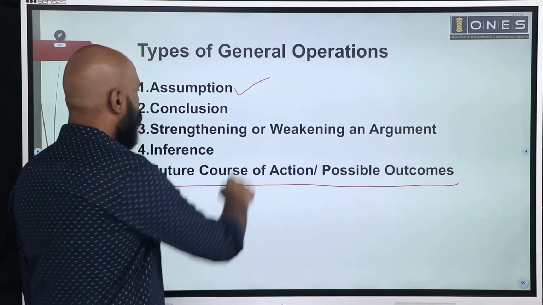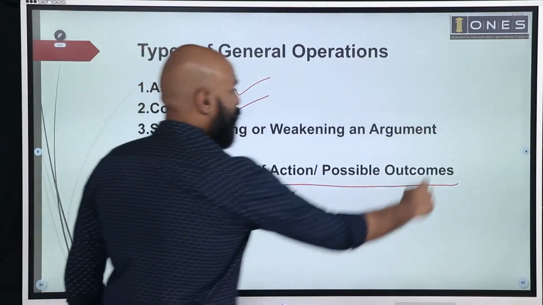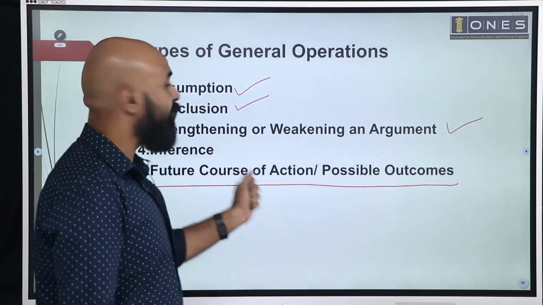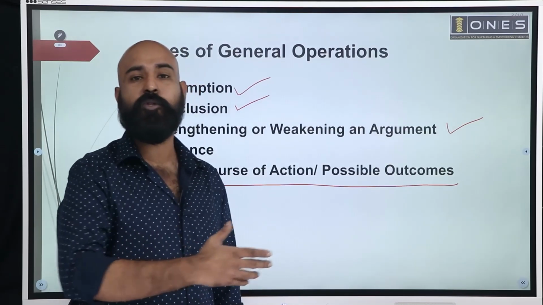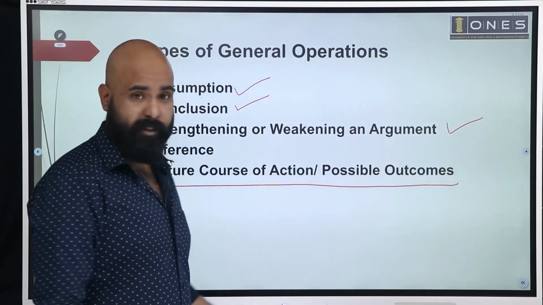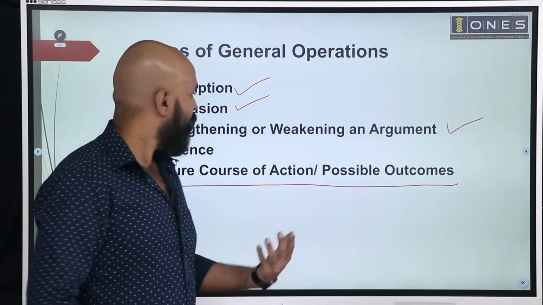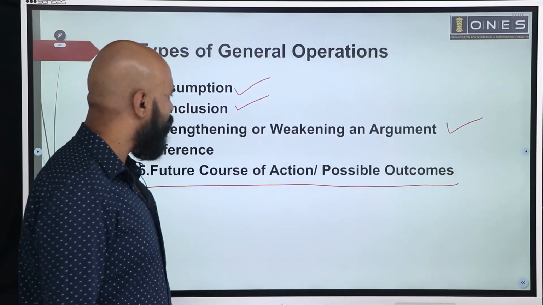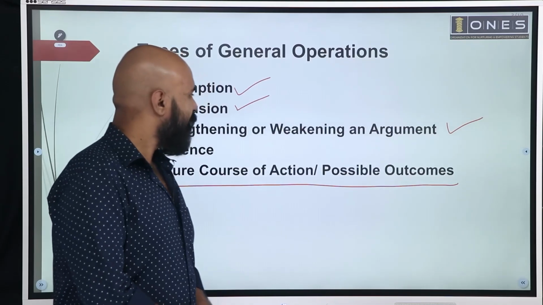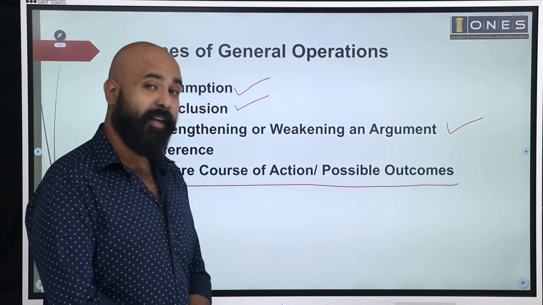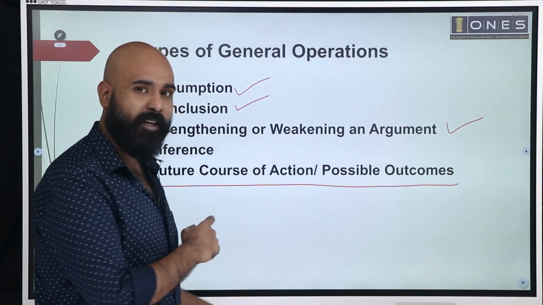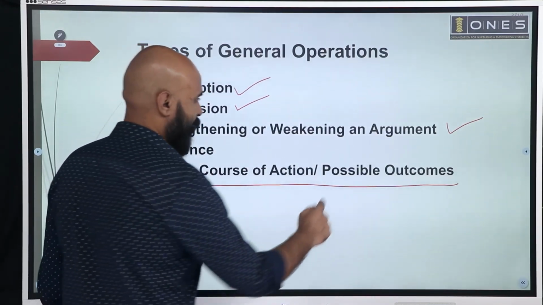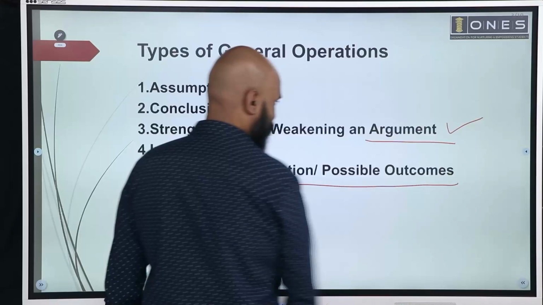Now, number 3, strengthening or weakening an argument. All right. Now, this is one of the most common operations you'd find in almost all papers. That includes CAT, CLAT, GMAT, and of course, GATE. Now, strengthening or weakening an argument. It's pretty easy, but still, it requires a little bit of thinking, as in, like I mentioned in the previous part, critical reflection. But let's start off with a very basic aspect, the meaning of argument.